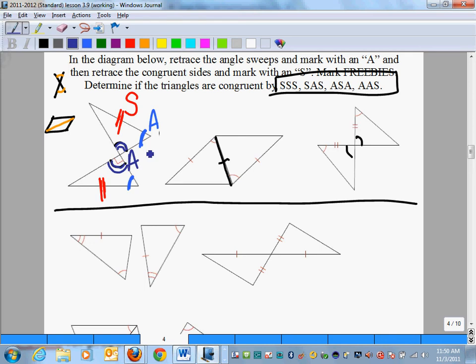If you have an angle and an angle, think of a hamburger patty, and you have a side squeezed between two angles, that's ASA. Or you have an angle, and then a tail. Is this side sandwiched or is it a tail? Tail. You're correct. This is angle, angle, side. Angle, angle, side. Gotcha.